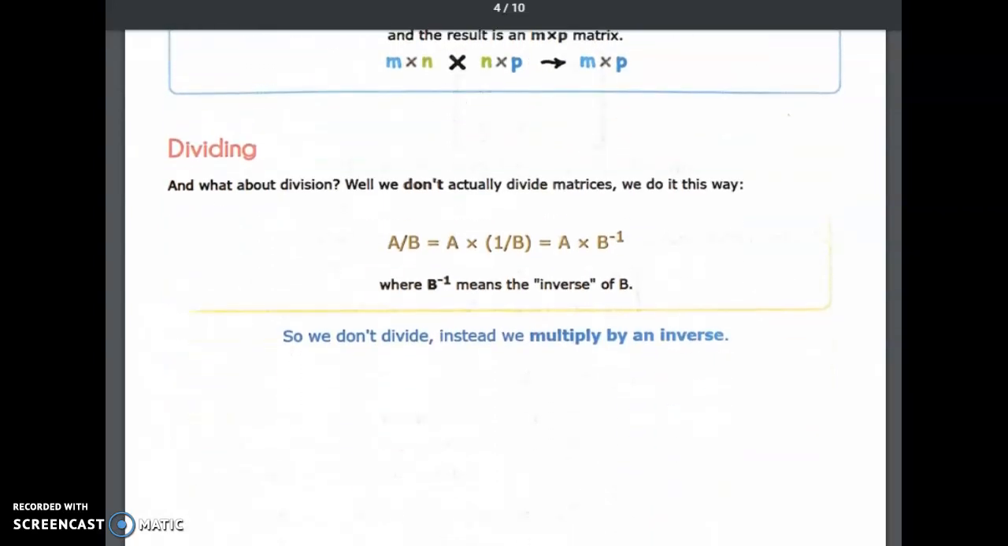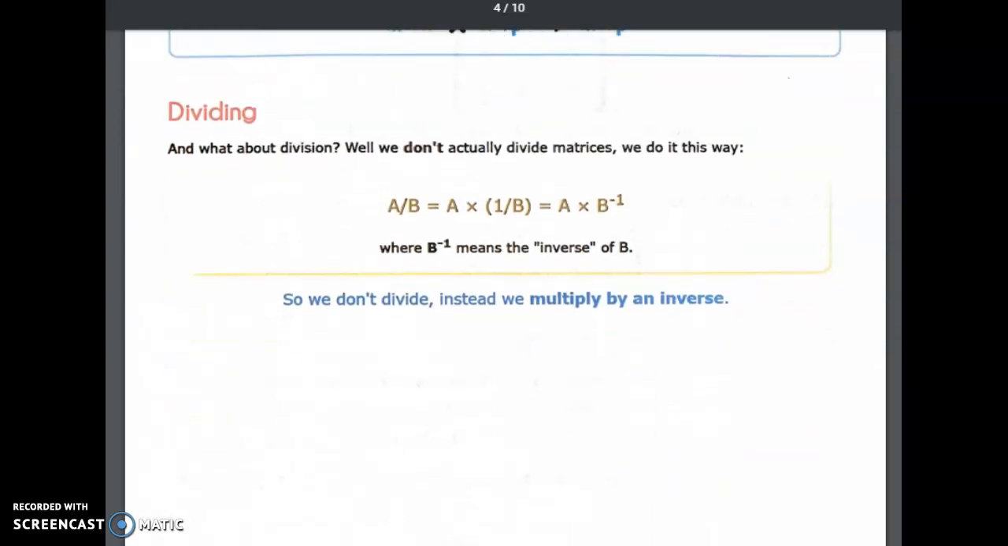And then finally, division. So there is no such thing as dividing matrices. So what we're going to do if we ever need to divide by a matrix, what we're going to do is we're going to multiply by its inverse matrix instead. And we're going to talk about that more next week.